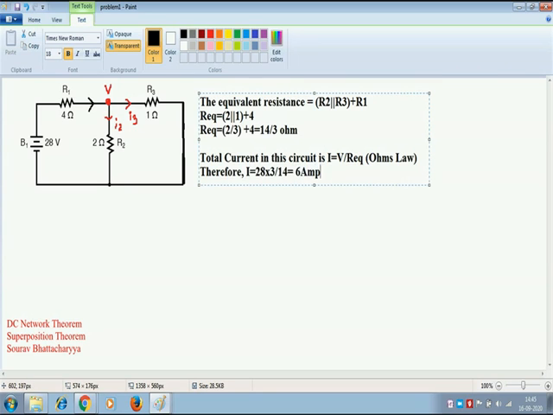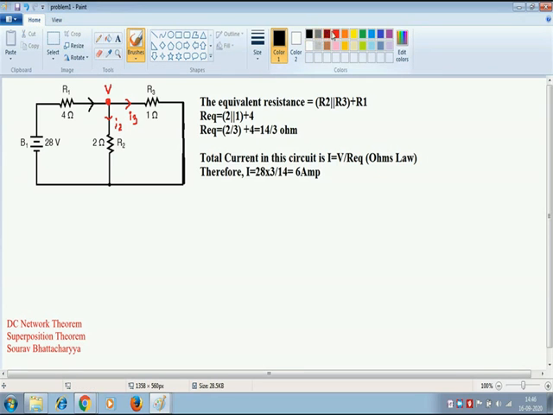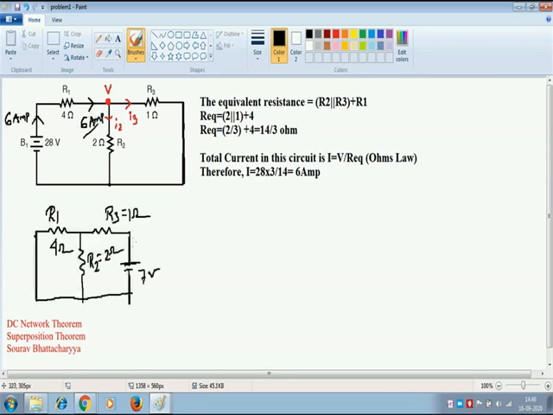So now can you say that the value of the current in this circuit is 6 ampere? So we can say that the current I flowing through the 4 ohm resistance is 6 ampere. So now we have to find the current flowing through R1. So as you have been told, find the current through R1.